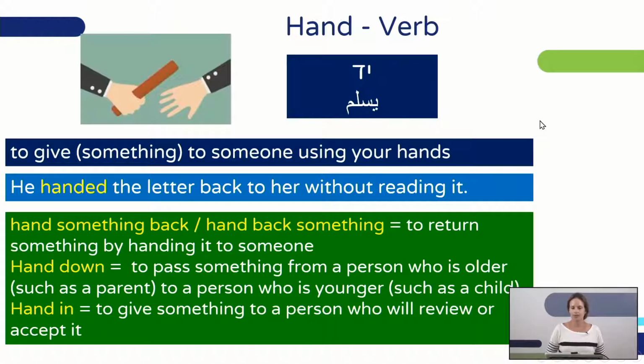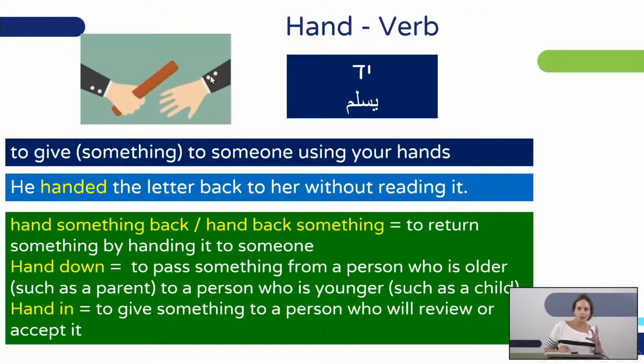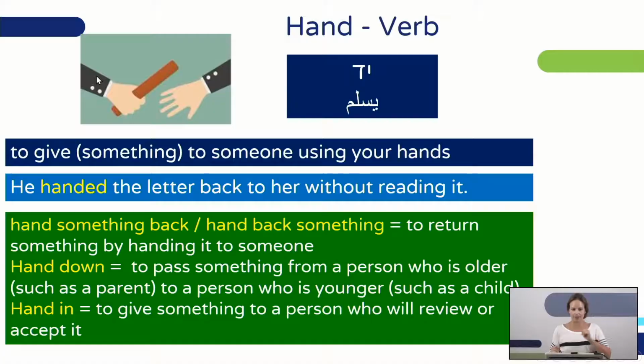The next word we have here is hand. Okay, this can be confusing because you've probably learned hand, the noun, yad, but here it's hand, which is a verb, okay? So it means to give something to someone using your hands. So here I typed in Google a picture of a relay race. You see in the relay race, this guy is handing off his baton to the next guy who's going to run, okay? So you hand off something.